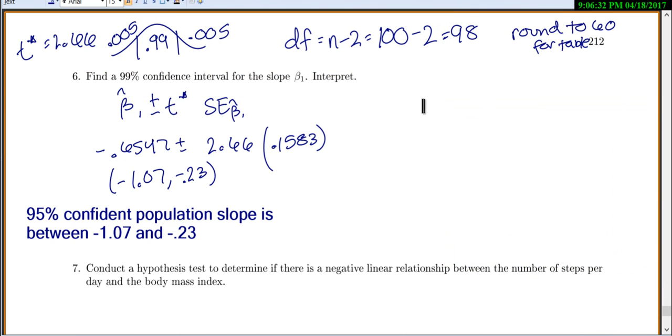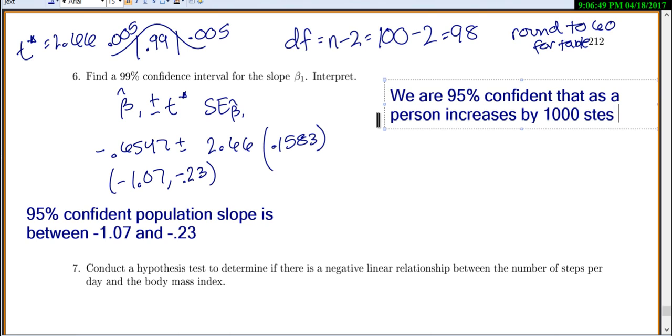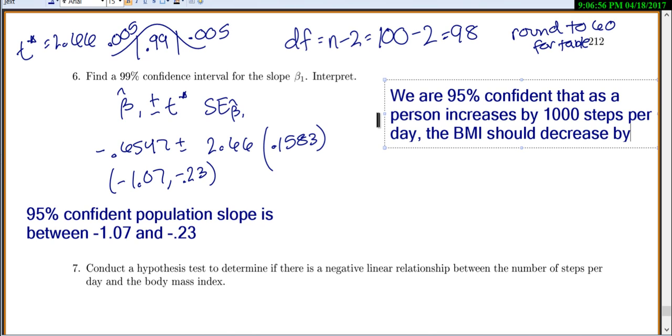What your neighbor would actually understand is we are 95% confident that as a person increases by 1,000 steps per day, so x goes up 1, the BMI should decrease between 0.23 and 1.07. So that's what our better interpretation is.